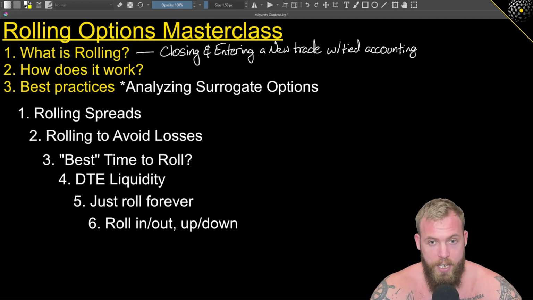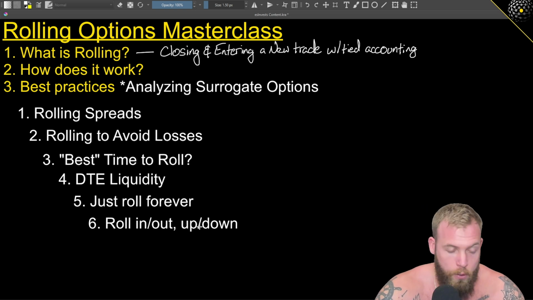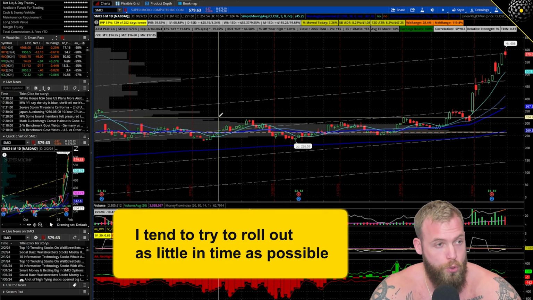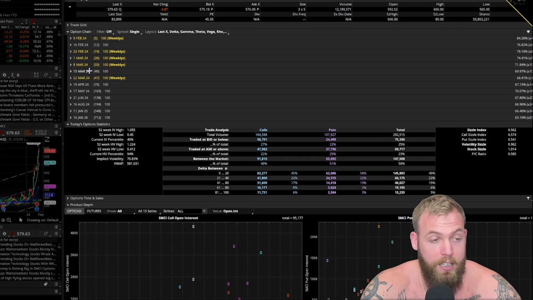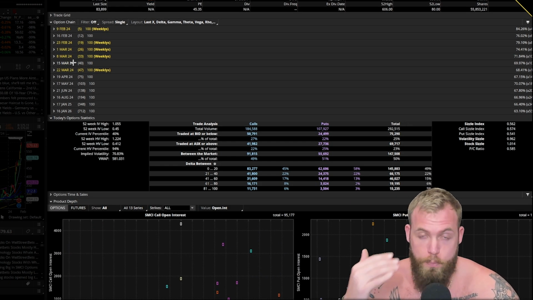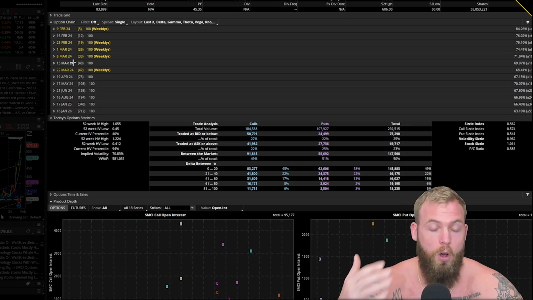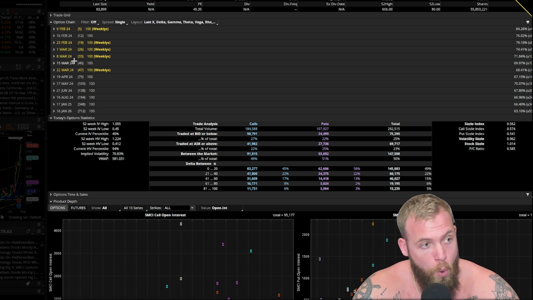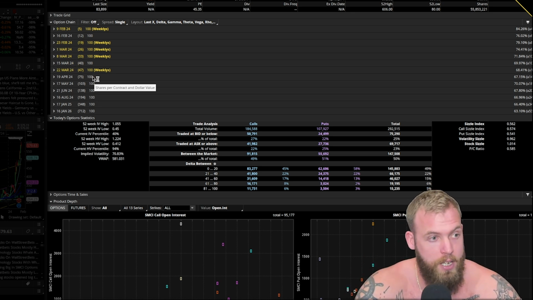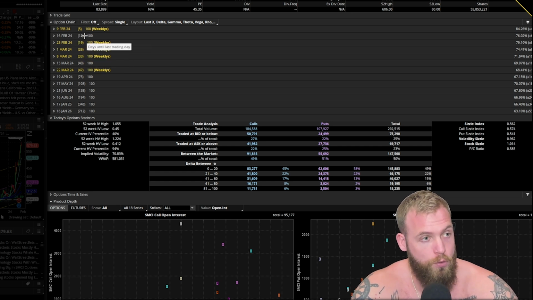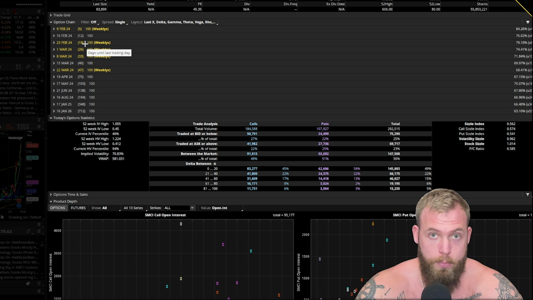So the last thing, how do we think about rolling in or out, up or down? I tend to try to roll out as little in time as possible. It allows me to maintain the most spot price sensitivity. It also gives me more runway on that days to expiration liquidity concept that I was explaining to you. So if I can roll from this 12 to the 19 while adjusting my strike, I typically would do that.